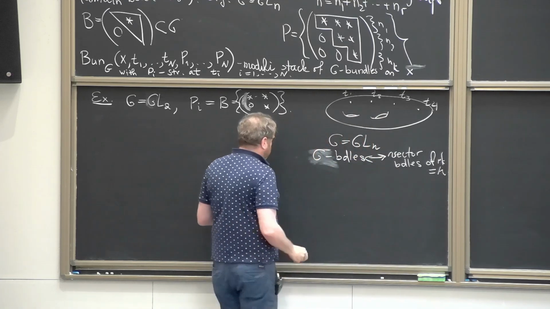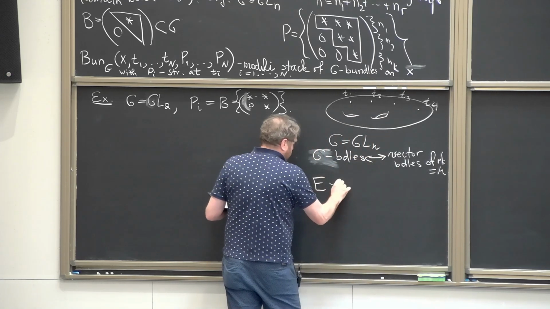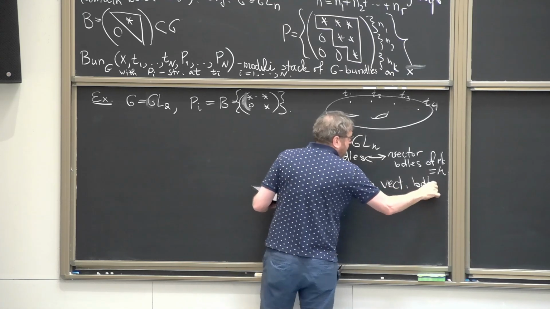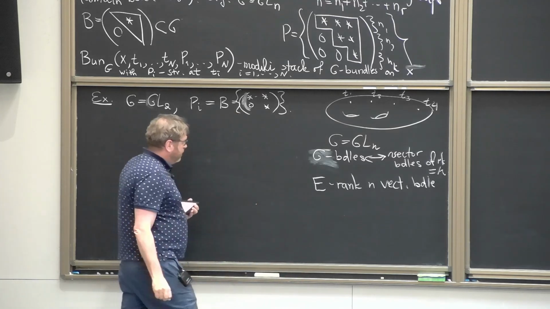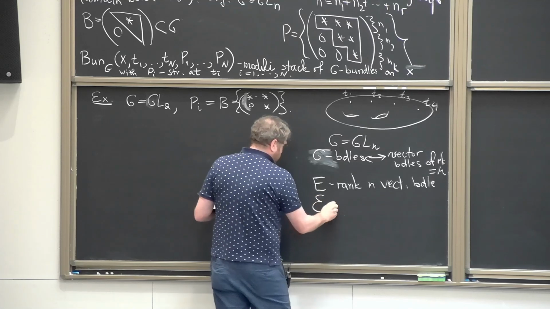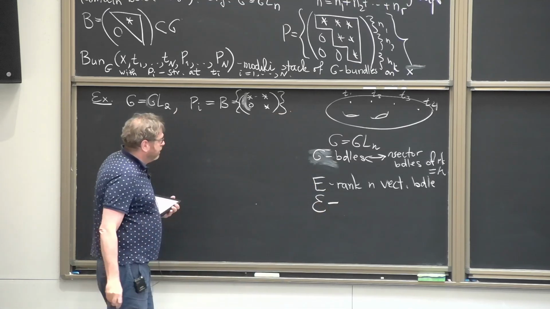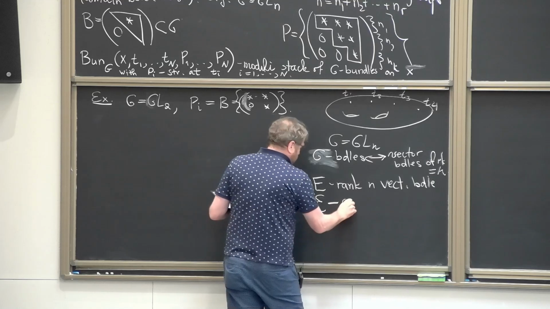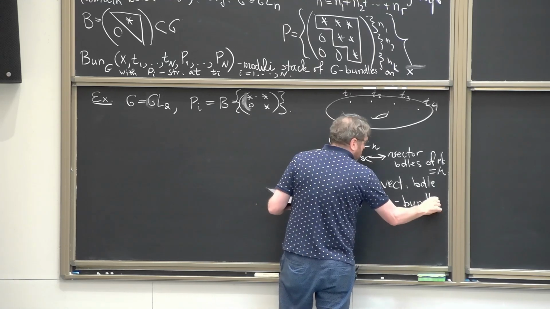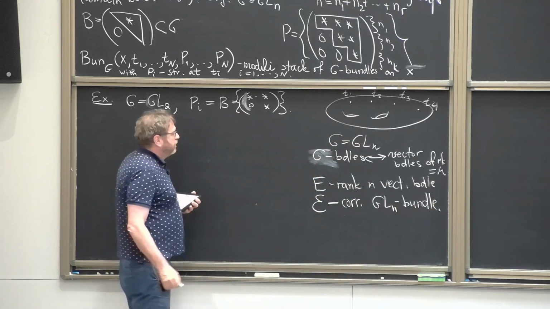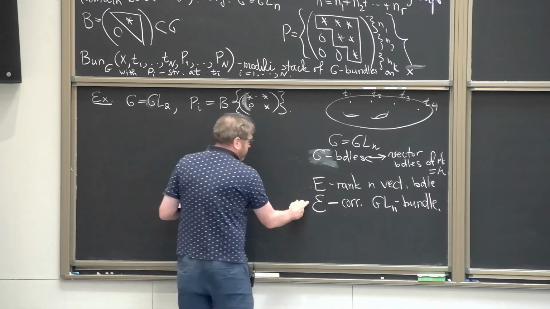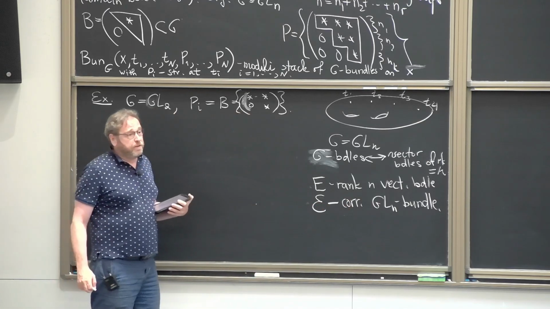And so suppose we have some bundle E, a rank n vector bundle. It has some fibers. Let us write script E to be the corresponding principal GL_n bundle. We said that they correspond to each other, but the fiber of the vector bundle is a vector space of dimension n, and the fiber of this is a torsor over the general linear group.